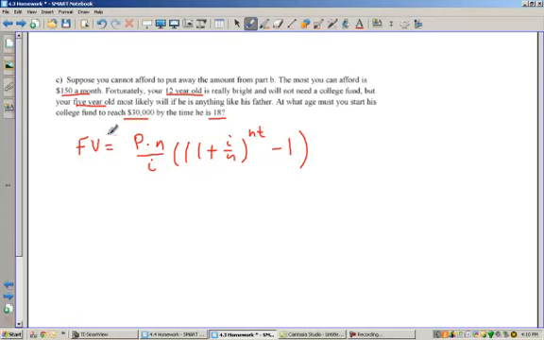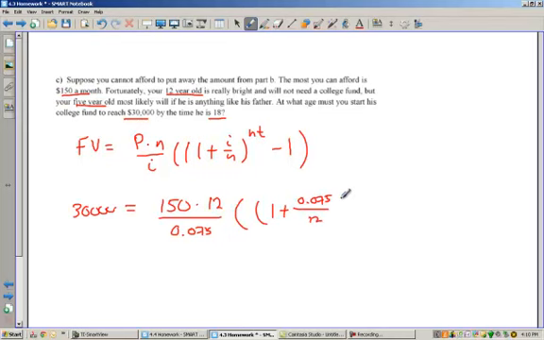And I just plug in. So FV, I need 30,000. So my future value is going to be 30,000. And it's going to equal my payment. I don't see a payment. Oh, there's a payment right there. $150. So that's the most I can afford. So $150 times N, that's 12. The interest rate's still going to be the same, 7.5%, so 0.075. Left parenthesis, 1 plus 0.075 divided by N, which is still 12, right parenthesis, raised to the 12 times T. Now T is what I don't know. That's at what age, so that's what you're trying to find. And minus 1 in parenthesis.